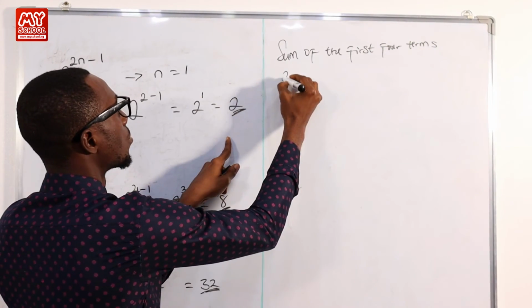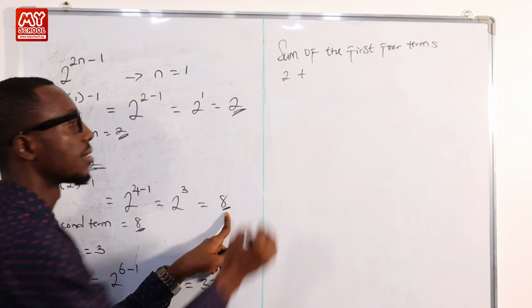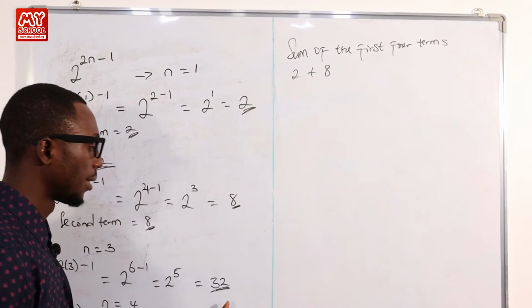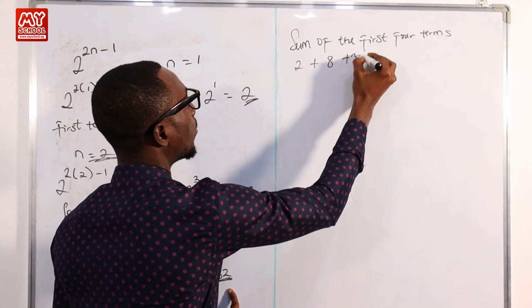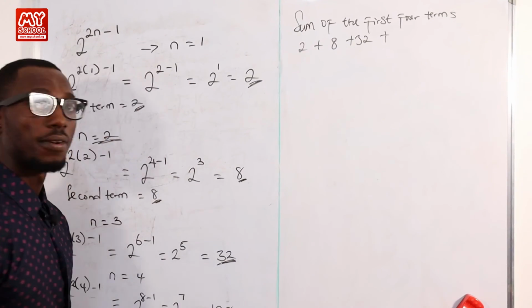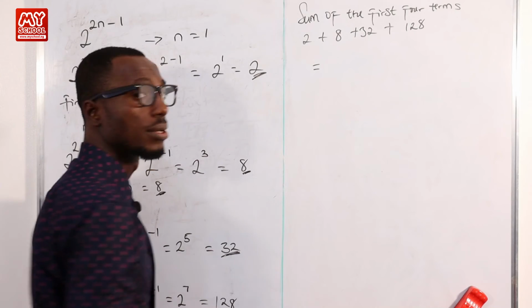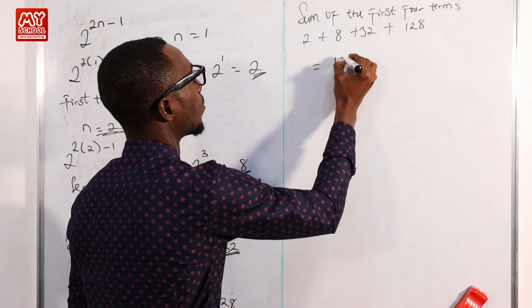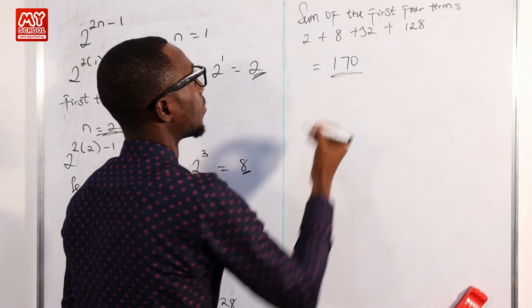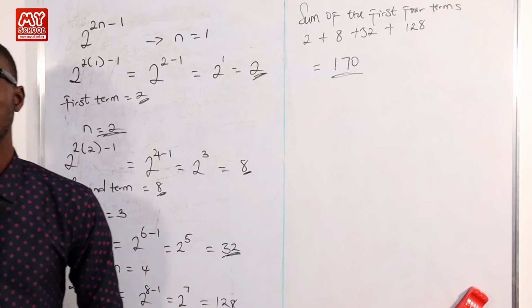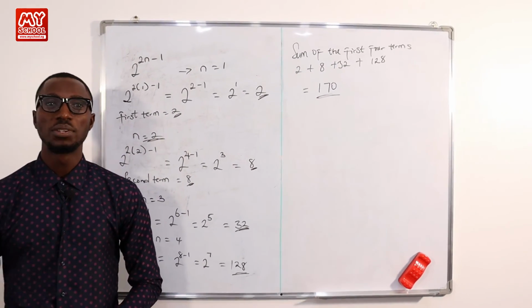will be 2 plus 8, the second term, the third term, then the fourth term. That equals 170. So let's go through our options. Option D.